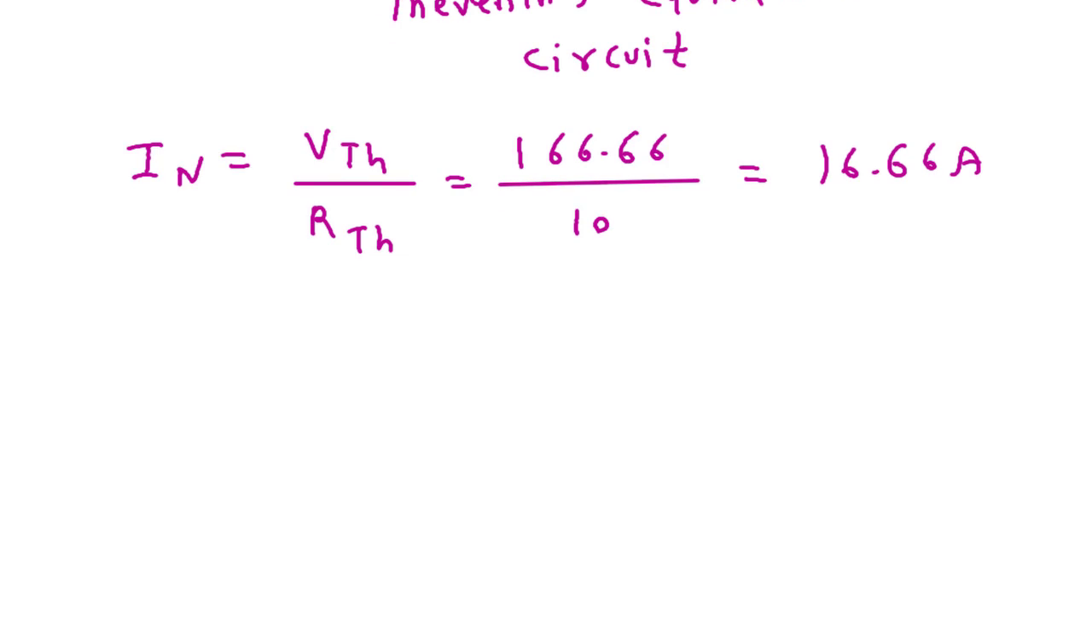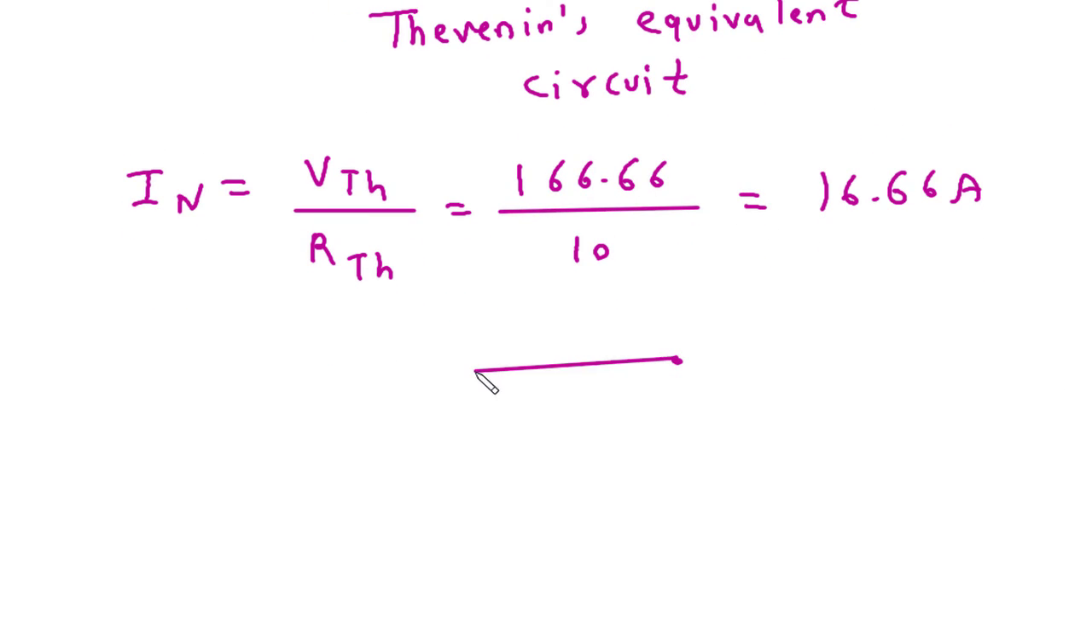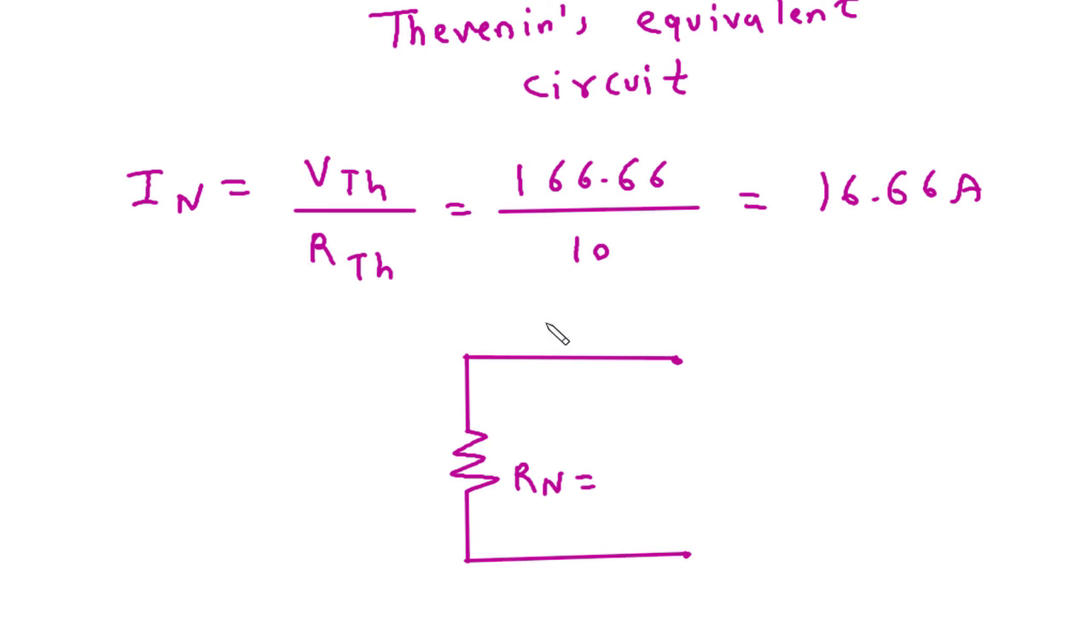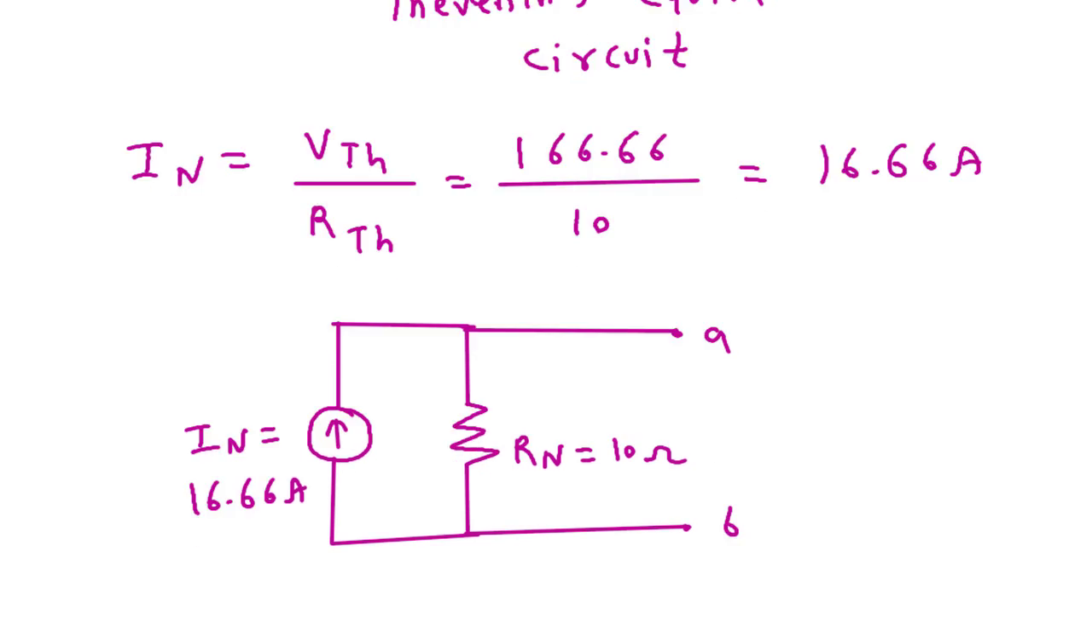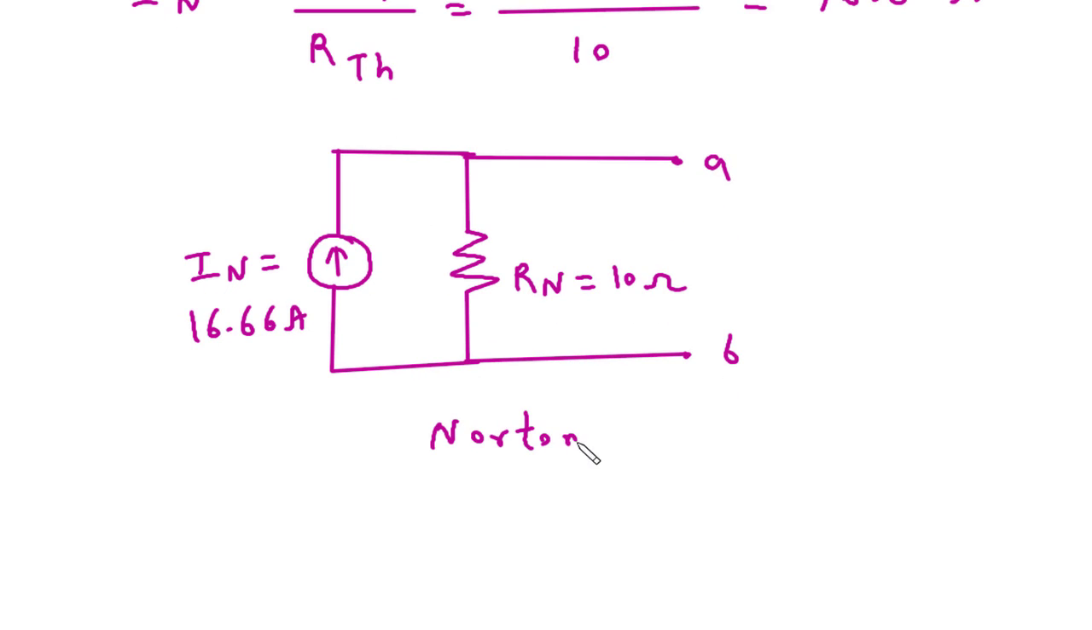So from this we can draw Norton equivalent. This will be RN. RN is equal to RTH is equal to 10 ohm. This is terminal A, this is terminal B. And in parallel with RN, this will be a current source, Norton current source IN. And IN is equal to 16.66 ampere. This is Norton's equivalent circuit.